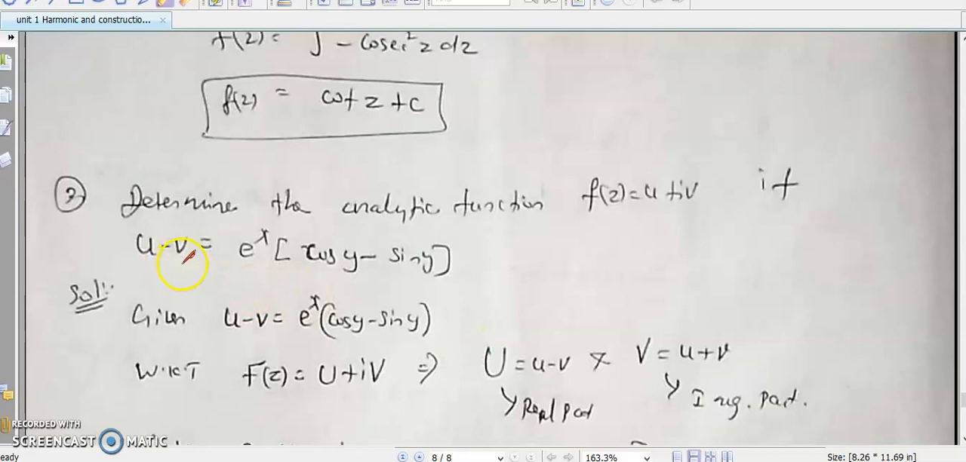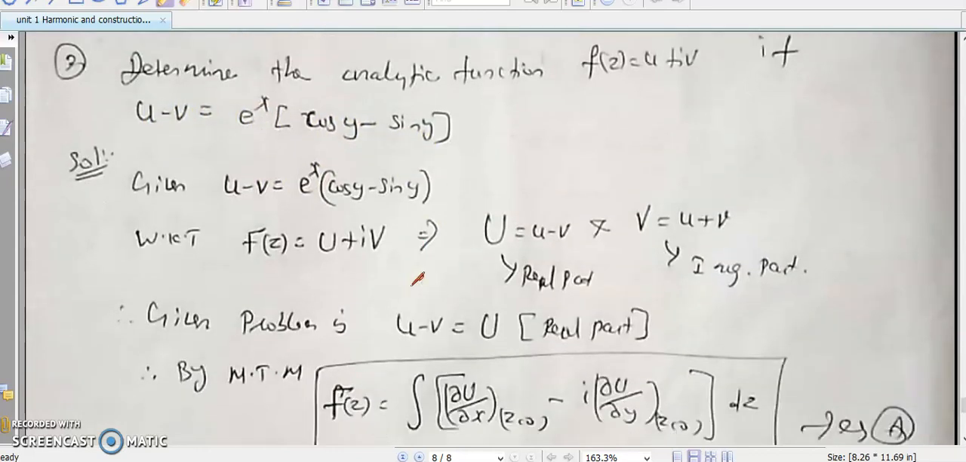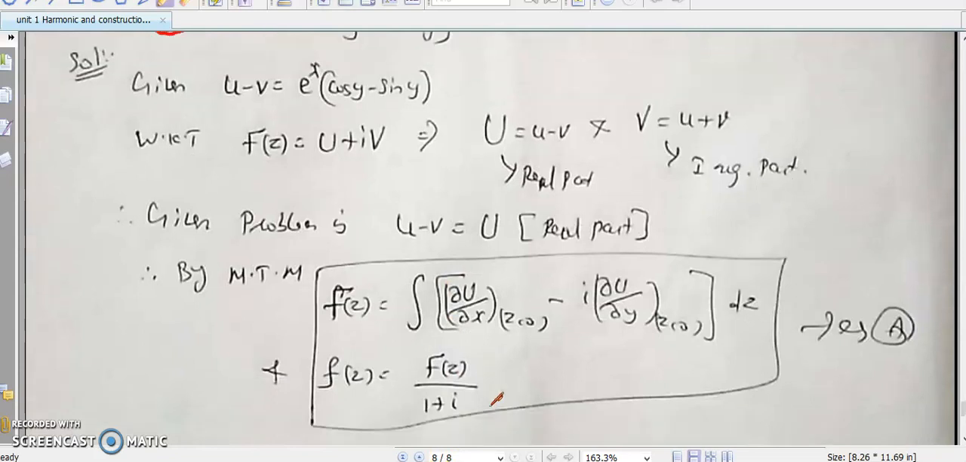if u minus v equal to e power x (cos y minus sin y). So here it is very difficult to find the real part and imaginary part. So u minus v is given means, as already told, capital U. U plus v means capital V. So the given problem is the real part. So write the formula for that. Capital F of z equal to, everything must be in capital letter form. Okay. And small f of z equal to capital F of z divided by 1 plus i. These two formulas occur in u minus v and u plus v.